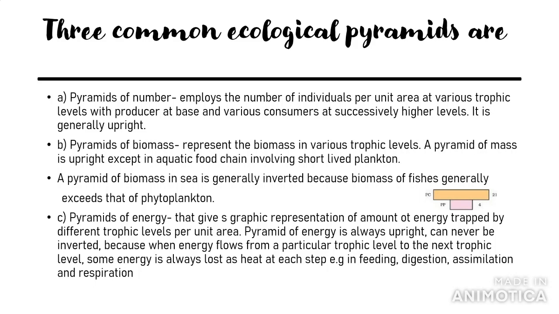Pyramid of energy gives graphic representation of amount of energy trapped by different trophic levels per unit area. Pyramid of energy is always upright, can never be inverted, because when energy flows from a particular trophic level to the next trophic level, some energy is always lost as heat at each step. Example, in feeding, digestion, assimilation, and respiration.